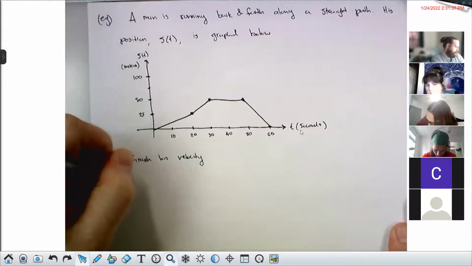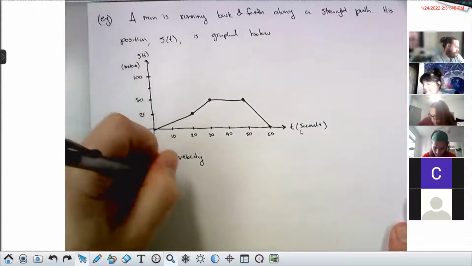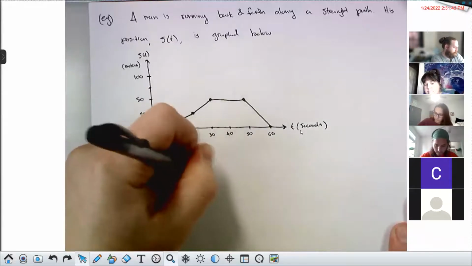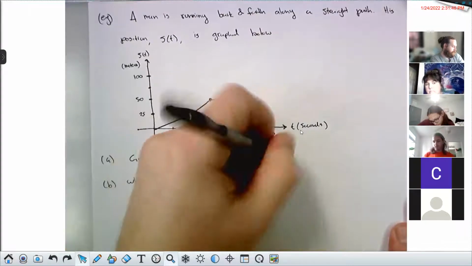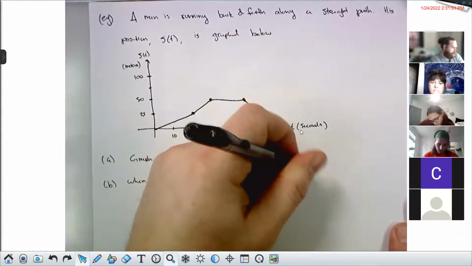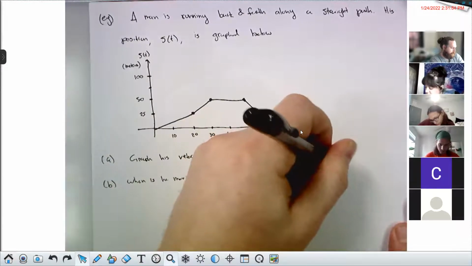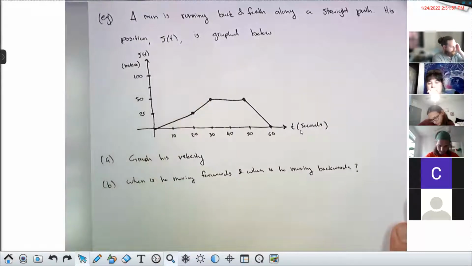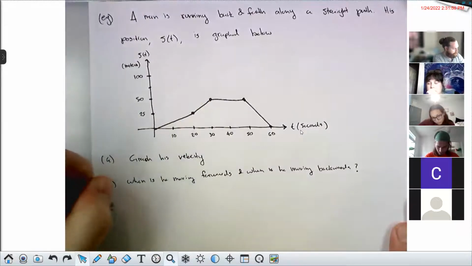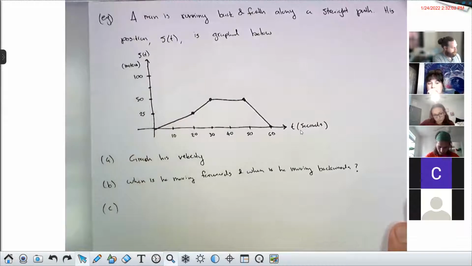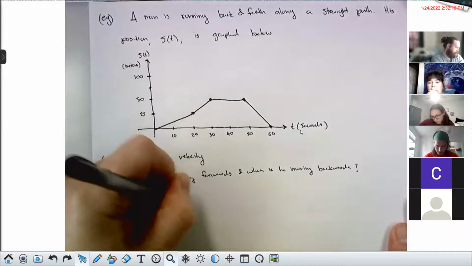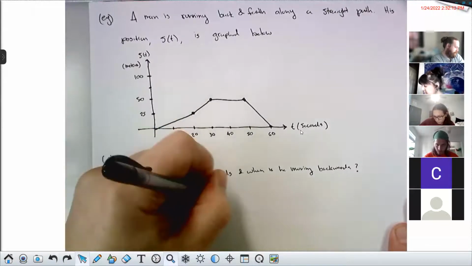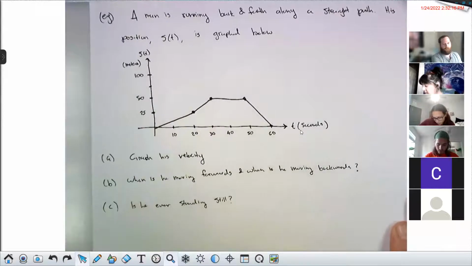Answer the following. When is he moving forward? And when is he moving backwards? And let's say, is he ever standing still? Okay.